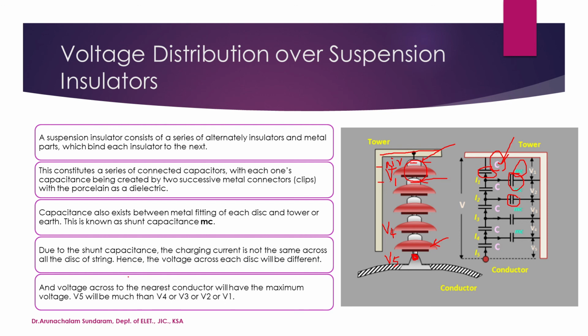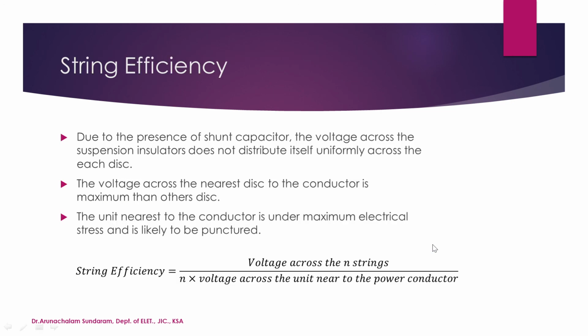The voltage V5 will be greater than V4. V4 will be greater than V3. V3 will be greater than V2. V2 will be greater than V1. Why is this happening? Because of the effect of this shunt capacitor. Because of this, a small current will flow, so the current flowing in this conductor will be less, and the voltage across this capacitor will be less. This is called the voltage distribution over suspension insulators. What do you mean by voltage distribution? Voltage across each insulator. Now what do you mean by string efficiency?